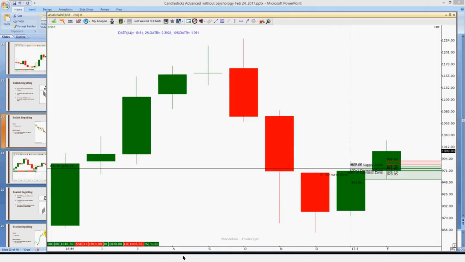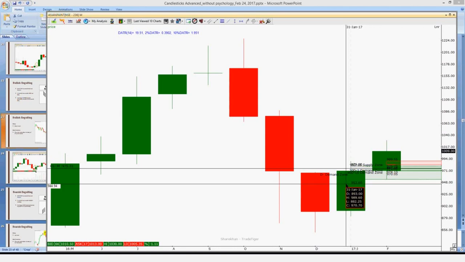And price should completely engulf the real body. That is, it should close above the open of the red candle. So open happened at 967 and the close here happened at 970. Can I say that this is a bullish engulf?